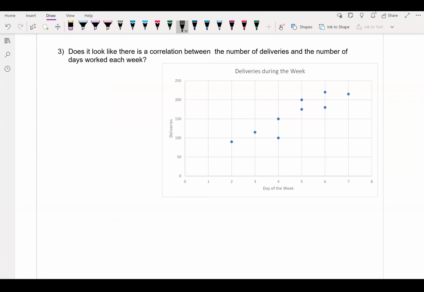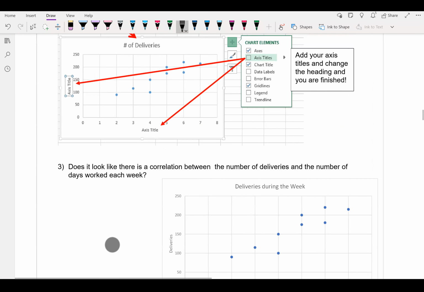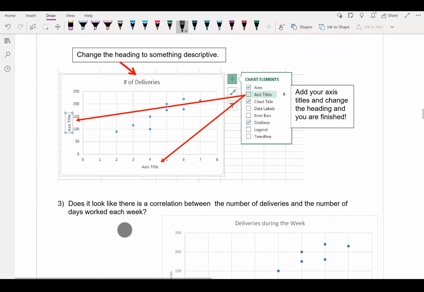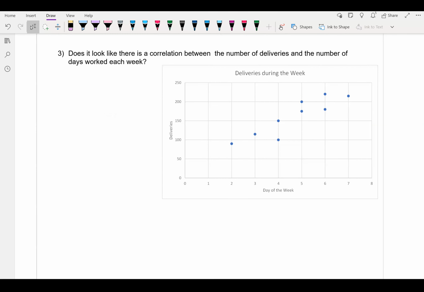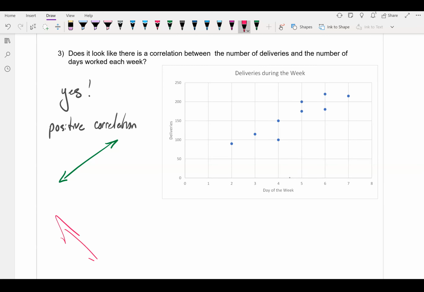This is the bottom of page 6, or page 6 after the instructions here. I've done everything pretty much that I needed to do. And it says, does it look like there's a correlation between the number of deliveries and the number of days worked each week? Well, I just look at the scatter plot, and you can say, yes, definitely there is. And I would say there's a positive correlation. And I say positive because positive is when it's going up like this. Negative would be down like this, which is not what I'm seeing.